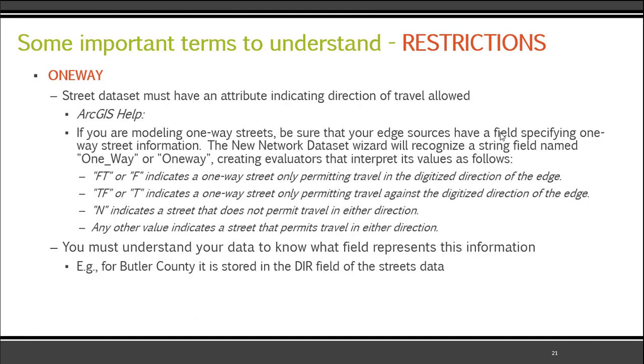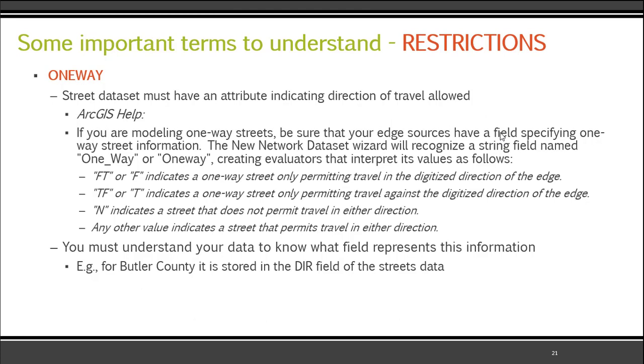You can manage this a couple of different ways. You can either change the attributes in the field. So if it's flipping in direction, you would just change it from an FT to a TF. Or if it's going from bimodal, where you could go either direction, to a single direction, you could change it from the N or whatever's there to FT or TF, whatever you need.